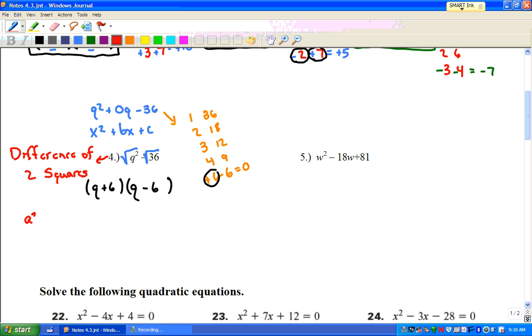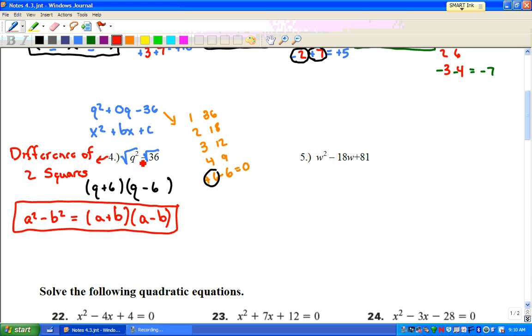So the difference of two squares is written as this: a squared minus b squared is always going to equal a plus b times a minus b. So that's the rule right there for the difference of two squares. You just take the square root of the first term and the last term, and that is how you're going to factor it so that you get 0 in the middle.